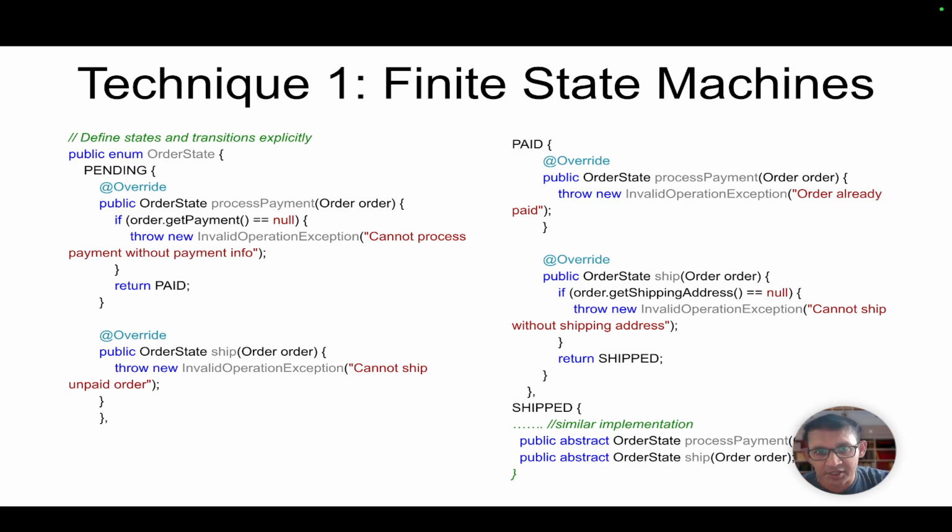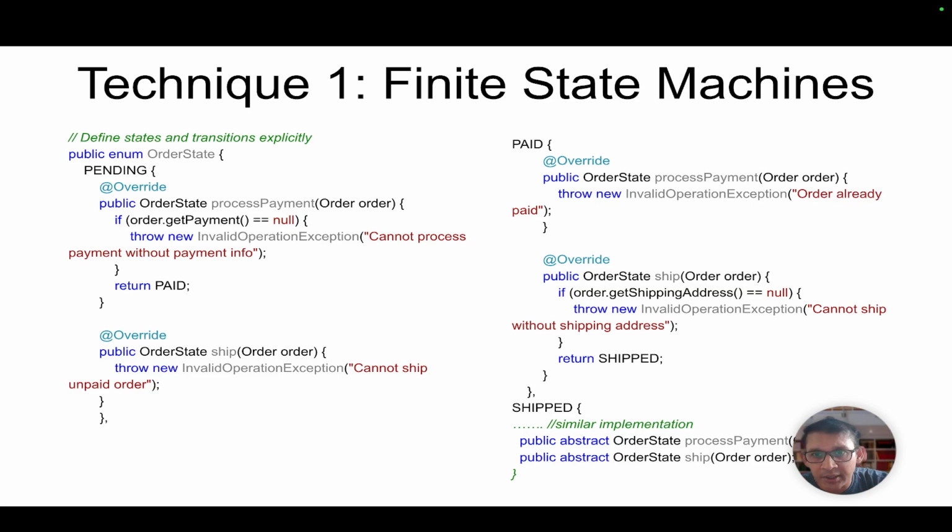The paid state's process method throws an exception because the order is already paid. Its ship method checks if there is a shipping address and if so returns shipped state. The shipped state throws exceptions for both operations because shipped orders can't be modified. Now, the state transition logic is centralized and explicit. Each state knows exactly what transition it allows and what operations are invalid.